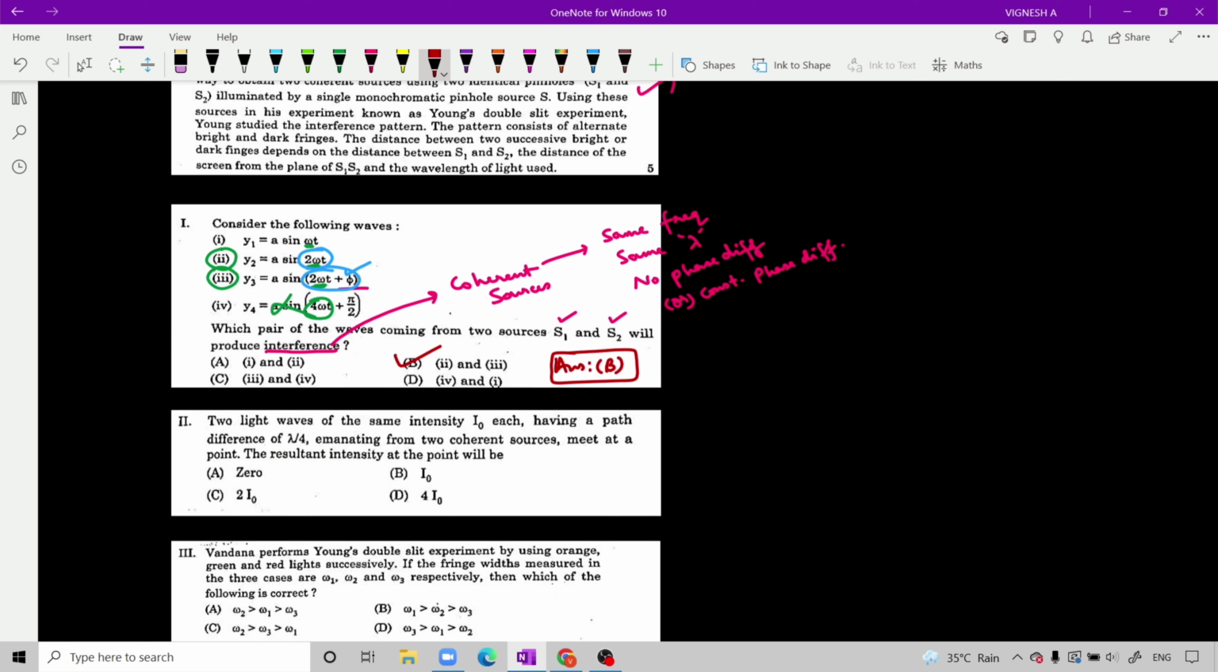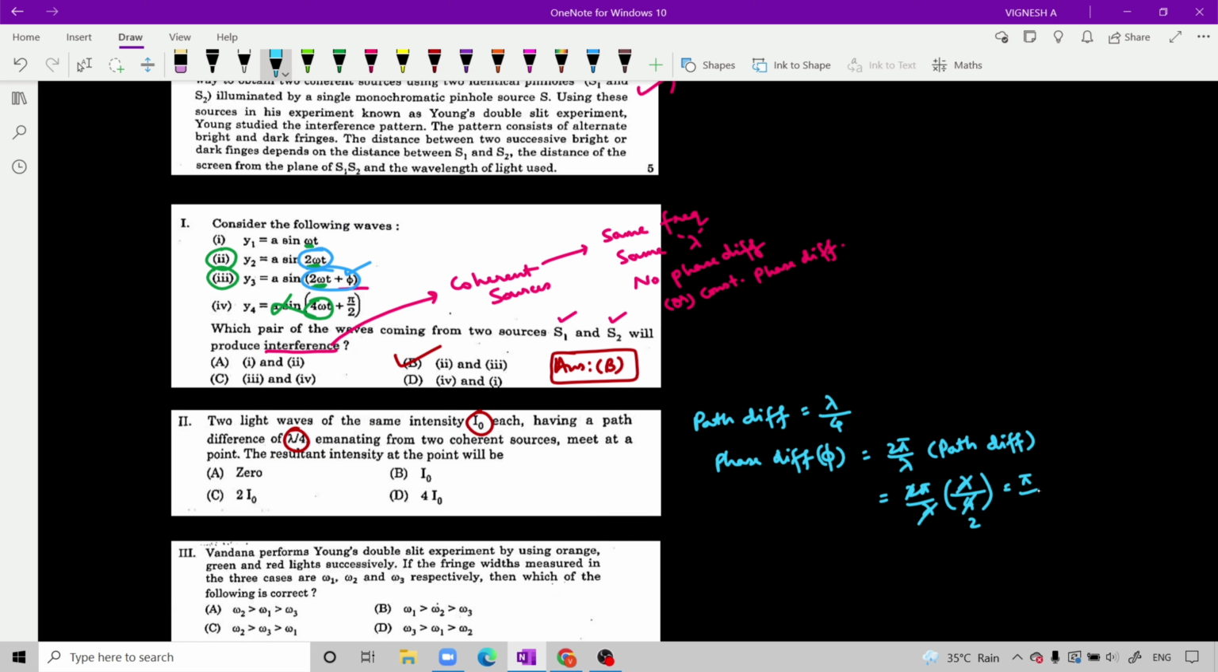Okay, next question, the second one. Two light waves of the same intensity I0 each have a path difference of lambda by 4. Easily you can get the phase difference. What is the formula for phase difference? Phase difference phi is equal to 2 pi by lambda into path difference. The path difference is lambda by 4, so just cancel this out, and you will get the answer as pi by 2.